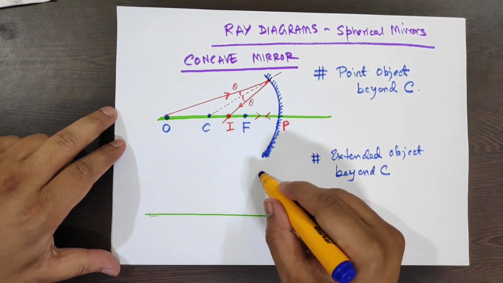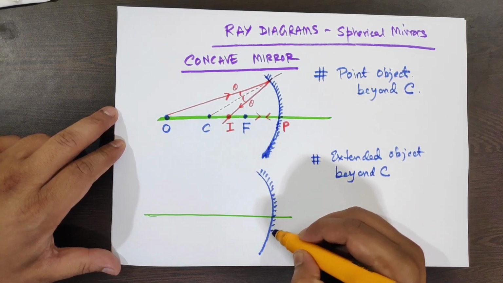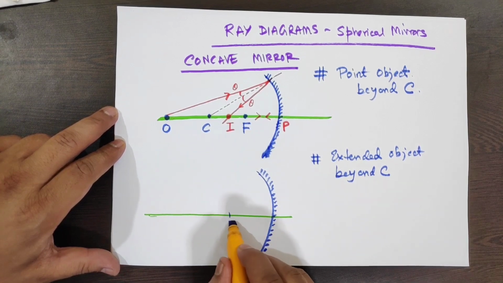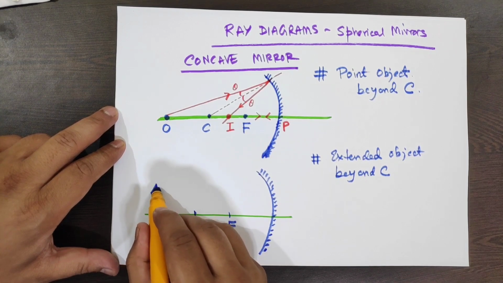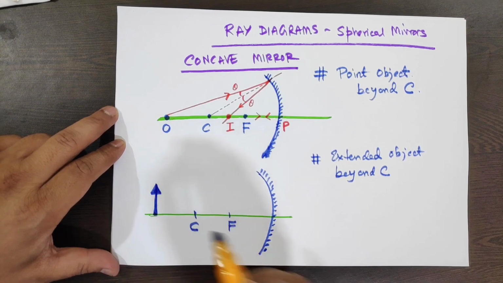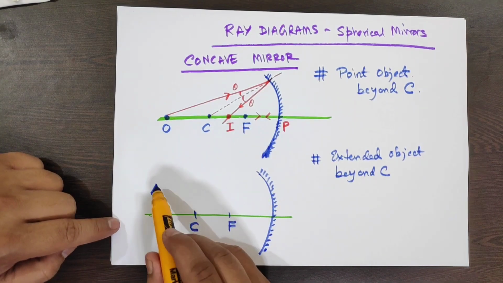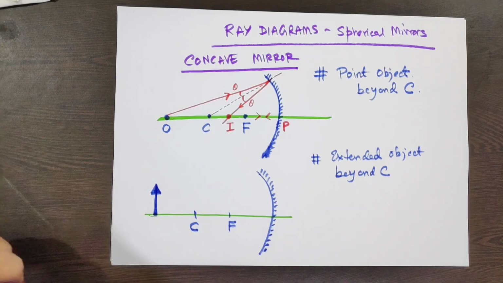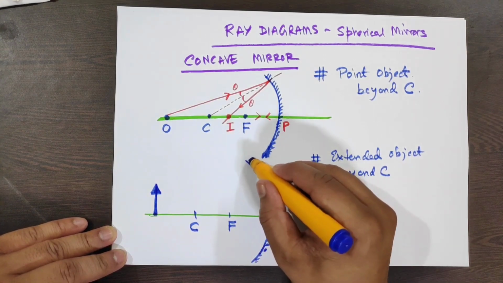So we will learn the technique of drawing a ray diagram. That's F, C, and this is an extended object. It is shown like this. This is the head and this is the feet. Suppose a person is standing, for him or her, this is the feet and this is the head. So the technique for drawing the ray diagram is like this. Let me extend it a little bit beyond.